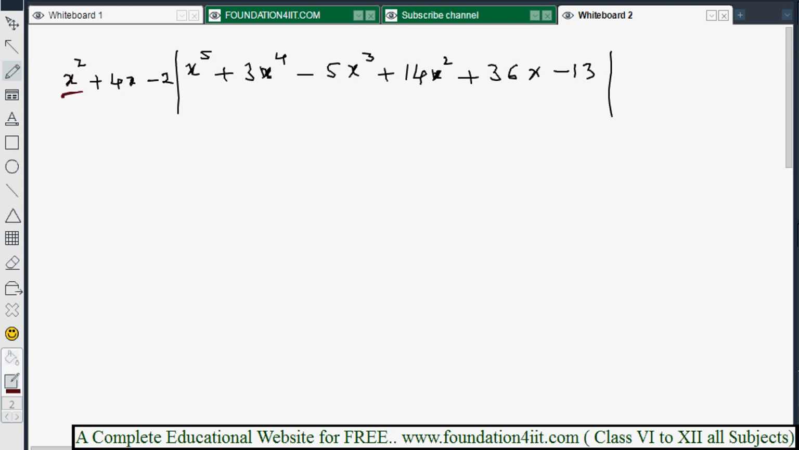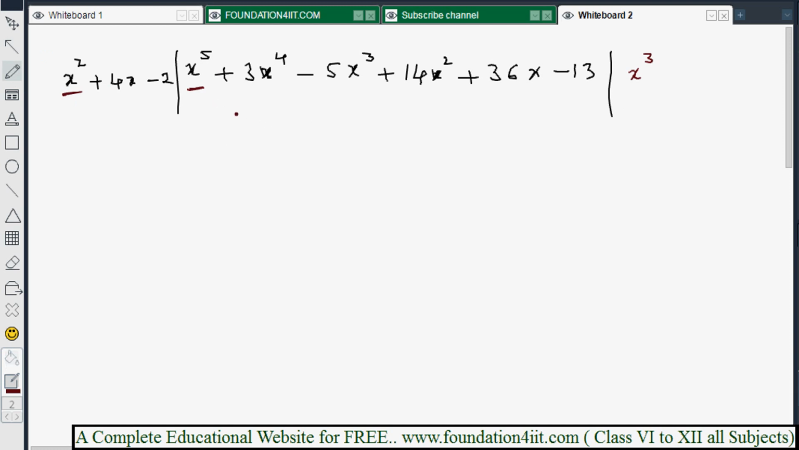The first term in the divisor is x square and the first term in the dividend is x power 5. x square into dash is x to the power 5, that is x power 3. x square into x power 3 is equal to x power 5, we know it. Now take this x cube, multiply each and every term in this divisor and write it down. This is the first step. It is the same multiplication process of polynomial by monomial.